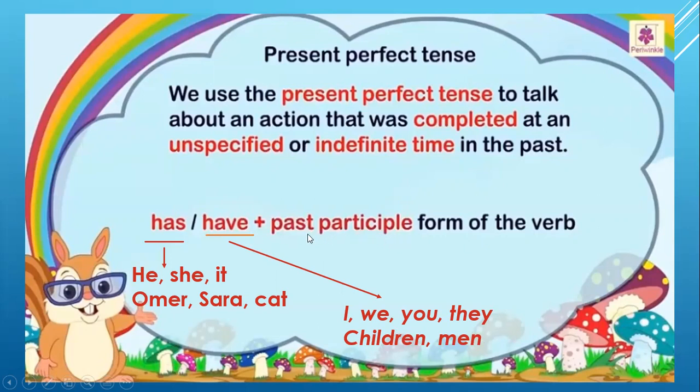Then the past participle form of the verb, which means the third form. Remember the verb list I told you, the last form of the verb, this is the third form, or we call it the past participle. Because we use have, has in the sentence, then we use the third form of the verb, which is like broken, eaten, finished, completed, like this.